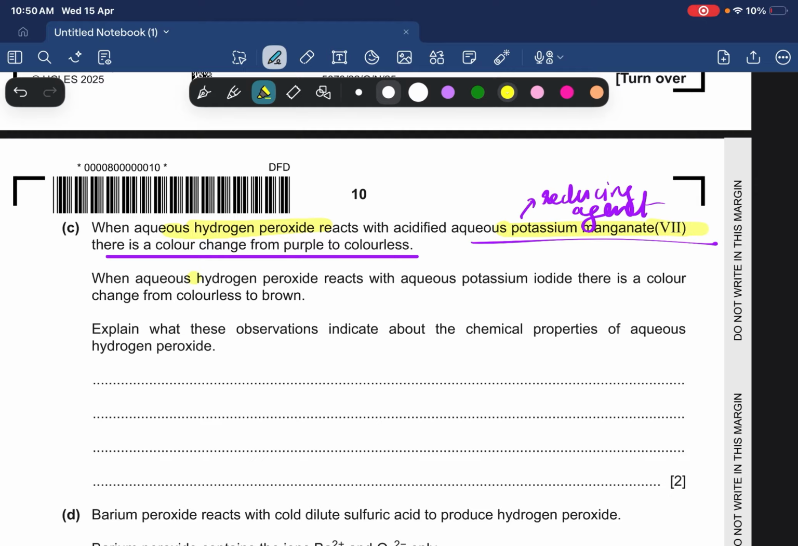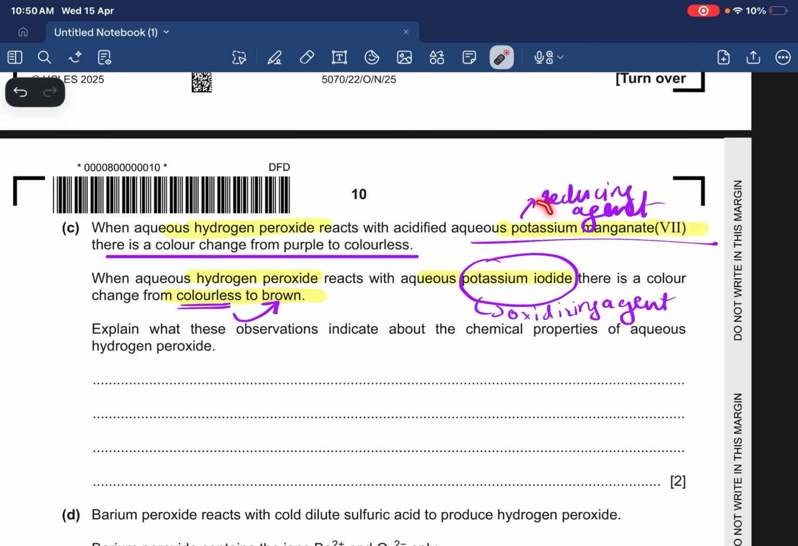When aqueous hydrogen peroxide reacts with aqueous potassium iodide, there's a color change from colorless to brown. See this, colorless to brown. We have potassium iodide, which is used to test for an oxidizing agent. So here, what can we see?